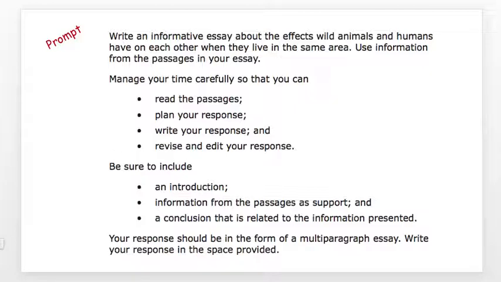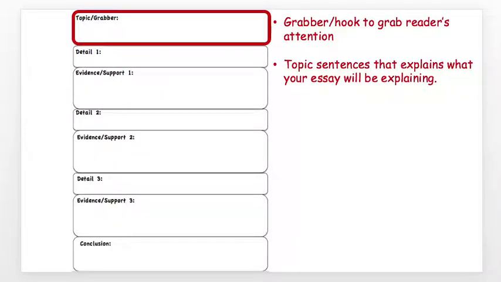We've learned how to plan an opinion essay. We used an Oreo graphic organizer. Well, now we're going to be planning an informative essay, and I have to tell you the graphic organizer is pretty similar. It doesn't have the Oreo acronym, but it is laid out very similar to the Oreo graphic organizer. So as you can see on this screen, this is the organizer that we would use for informative writing. It has the same structure as our Oreo. We start off with our topic grabber, introduction, we end with a conclusion, and in between we have details and our evidence. So it's very similar to the Oreo graphic organizer, a little bit different.